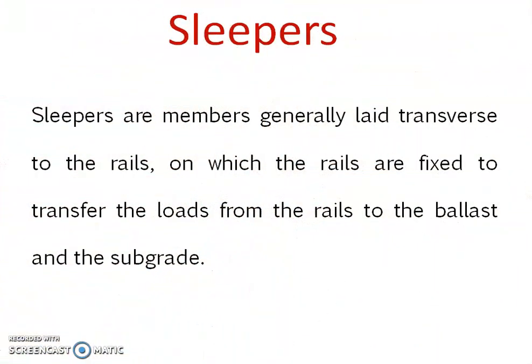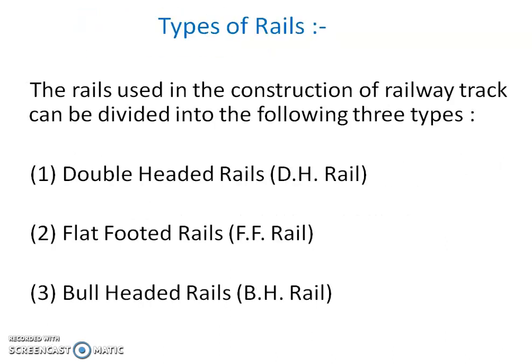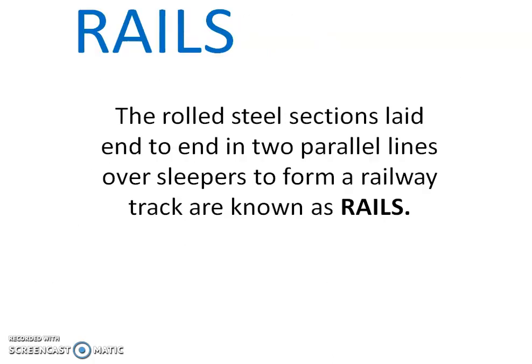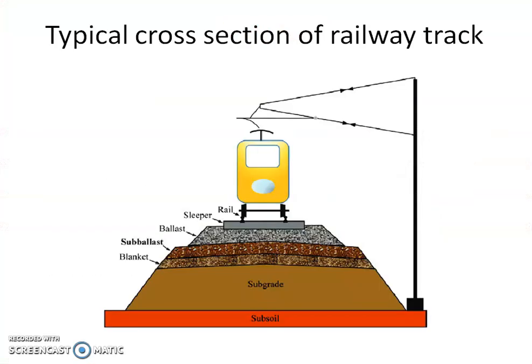And coming to sleepers, they are the members generally laid transverse to the rail, on which the rails are fixed to transfer the load from the rail to the ballast and the subgrade. I'll show you that in the picture. See, in this picture, this is the ballast, and above the ballast is a sleeper. Sleepers are laid in transverse direction between the rails.